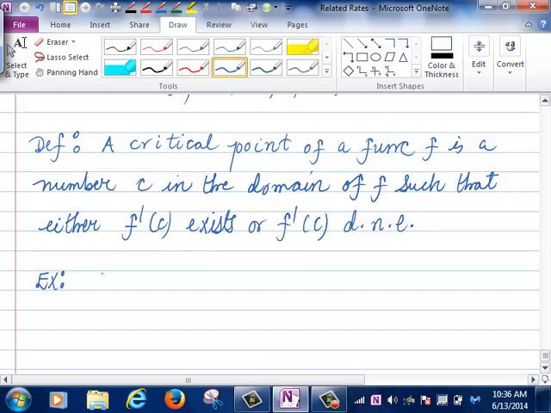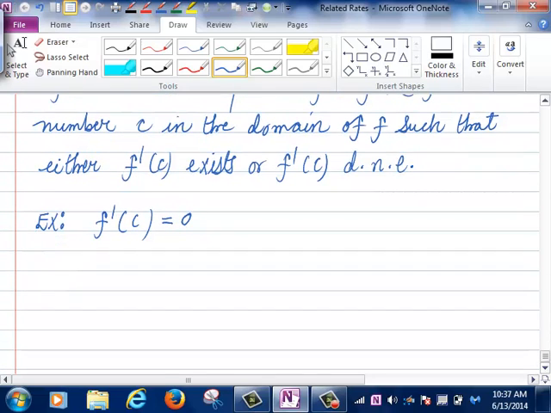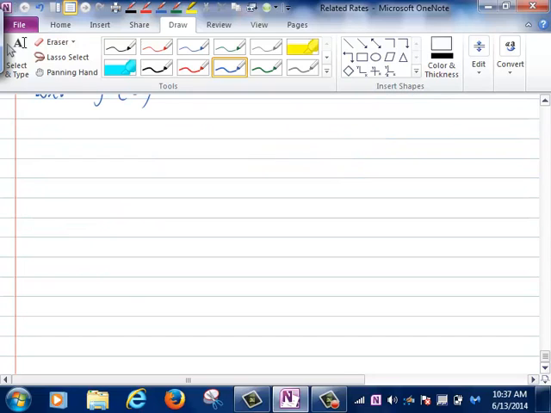Here's an example. Suppose that f prime of c is 0 for a function. Then how does the graph of f look near c? There are three possibilities that can happen here. Let's say this point here is the point c, f of c, on the graph of f. What we are saying is that the derivative at this point is 0, and my question is, how may the graph look near this point?